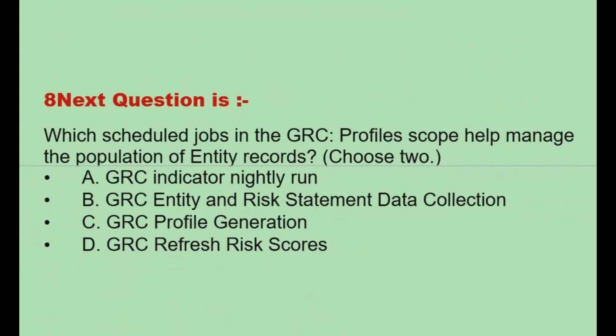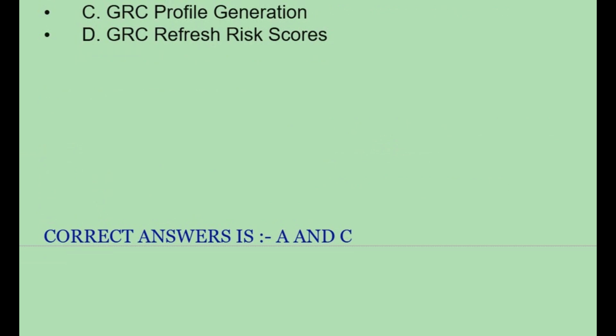Question is which scheduled jobs in the GRC profiles scope help manage the population of entity records? Choose two options. Option A, GRC indicator nightly run. Option B, GRC entity and risk statement data collection. Option C, GRC profile generation. Option D, GRC refresh risk scores. Correct answer is option A and option C.